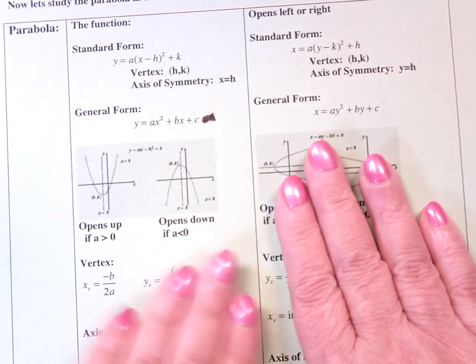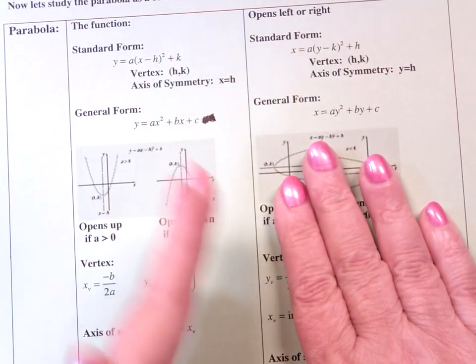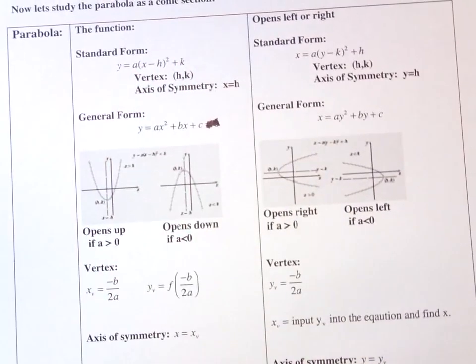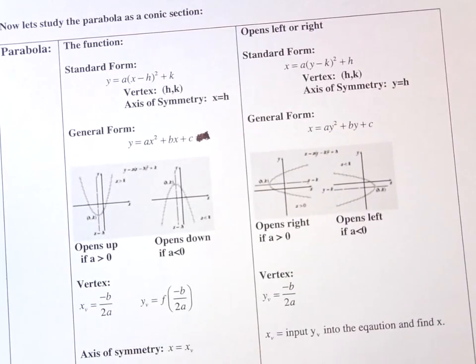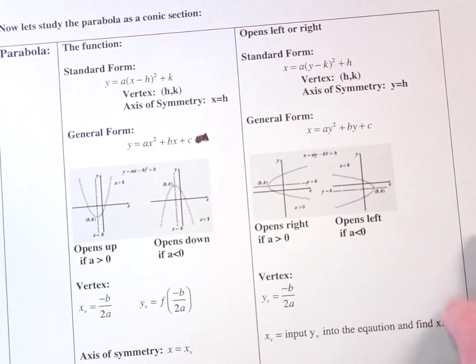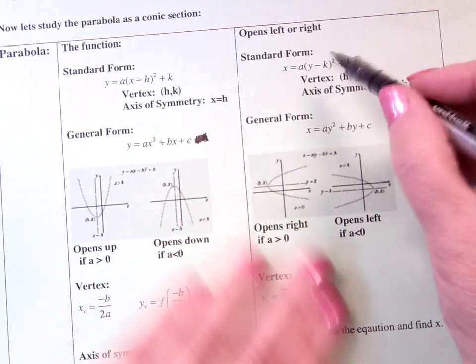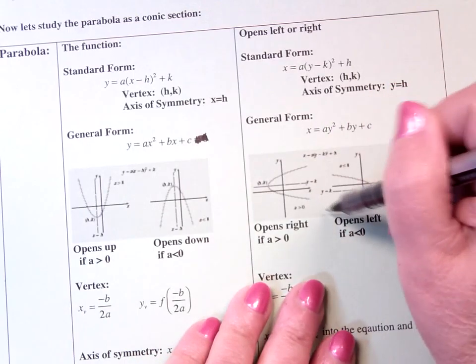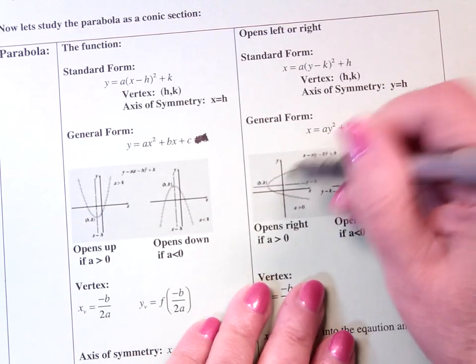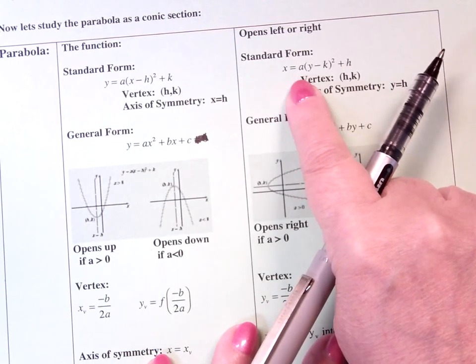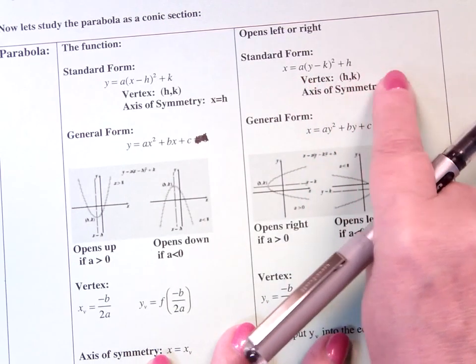Now here's the problem. When you're doing the parabola that opens side to side, it is the same set of formulas, but x and y are reversed. And that's what makes it a little bit confusing. Because in order to get something which is not a function, it's an x equal. And it's x equals a times (y minus k) squared plus h.